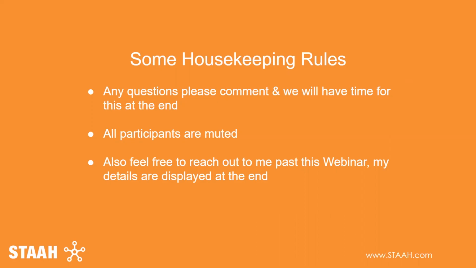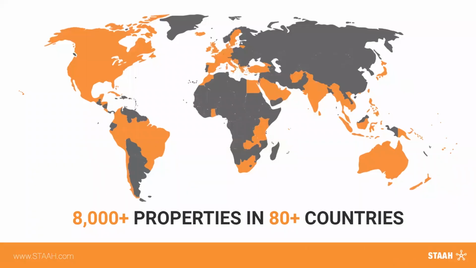Okay. Now, just a bit of background. STAAH is now in over 80 countries around the world, and we provide services to just over 8,000 properties now. So as you can see, basically everywhere there's a bit of orange, that's another country that we have some lovely customers with us.